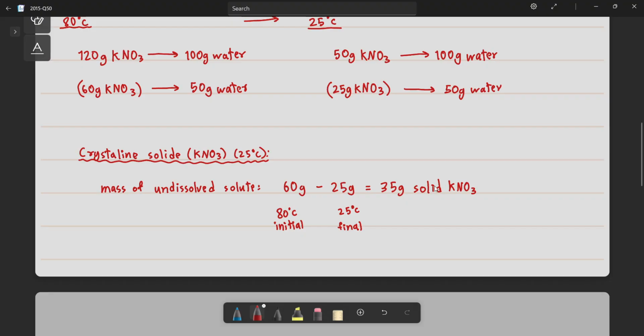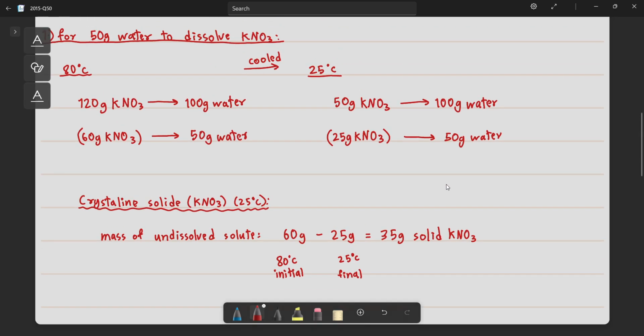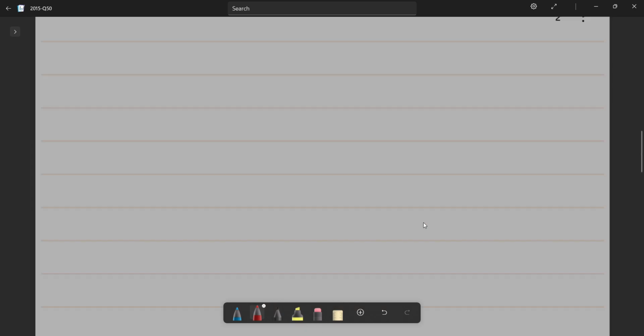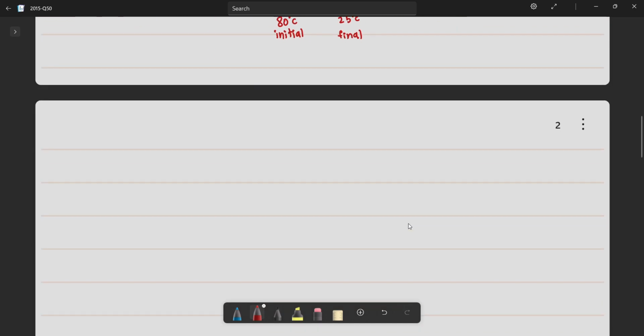So now we know that we have 35 gram of solid potassium nitrate that is left undissolved. So now we must find out the minimum amount of water at a temperature of 25 degrees Celsius needed to dissolve this amount of potassium nitrate. Okay, so the minimum amount of water we need at this temperature to dissolve this amount of potassium nitrate. So now the next step, the second step, at 25 degrees Celsius, of 50 gram water.